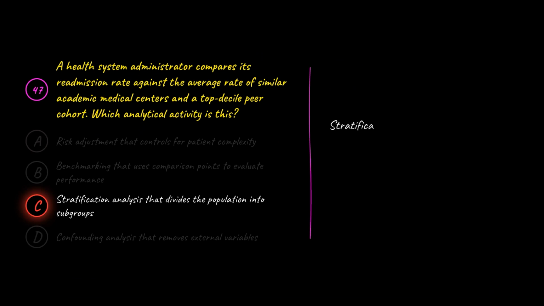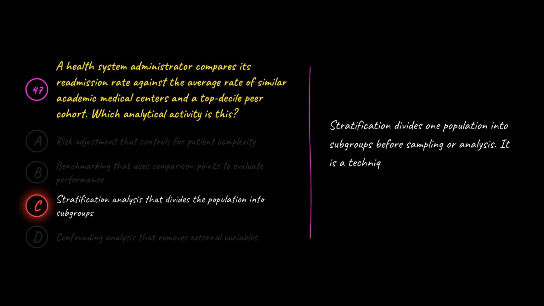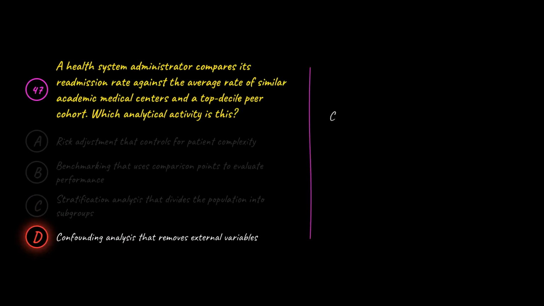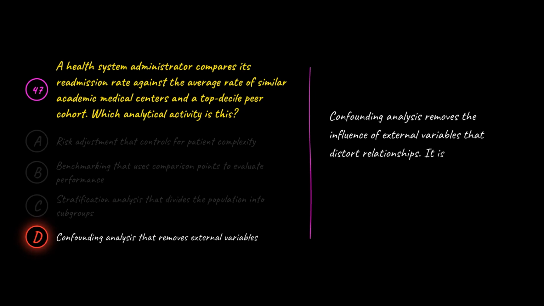C is wrong because stratification divides one population into subgroups before sampling or analysis. It is a technique within studies, not external comparison. D is wrong because confounding analysis removes the influence of external variables that distort relationships. It is a different concept from external performance comparison.